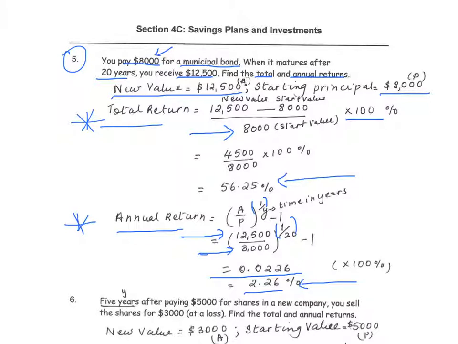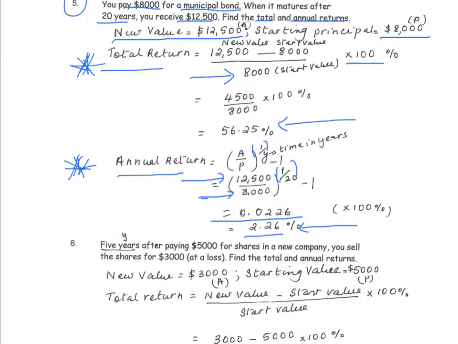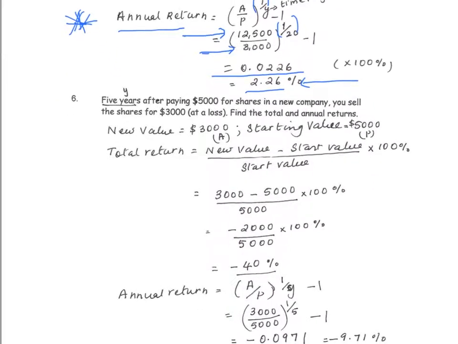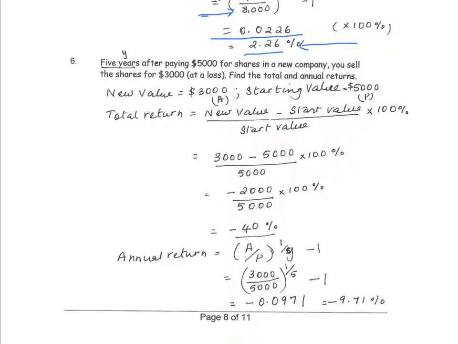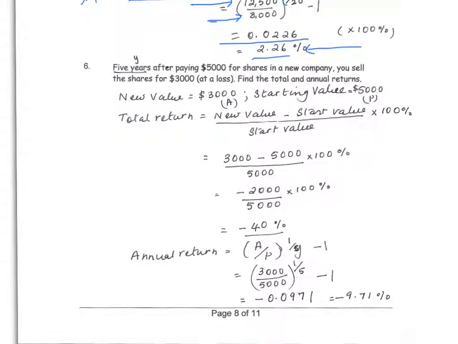So we needed to find the total and annual returns, but all we have to do is write down the formulas for total and annual returns and plug in the numbers. You just need to know what the terms mean so you can plug in the right numbers. Now the next problem is again very similar. Five years after paying $5,000 for shares, so it's not a bond, it is buying shares, a different sort of investment.